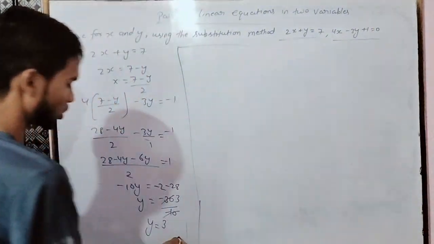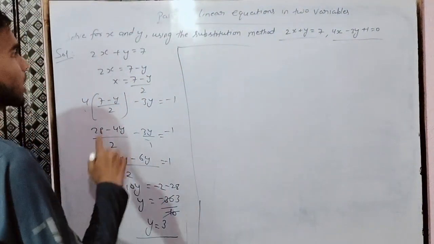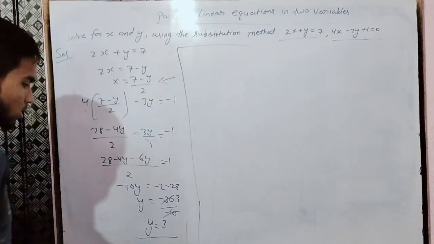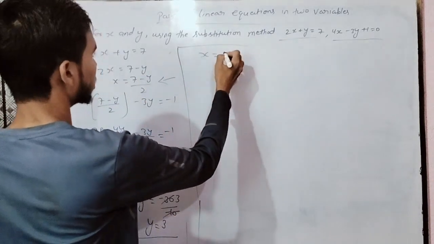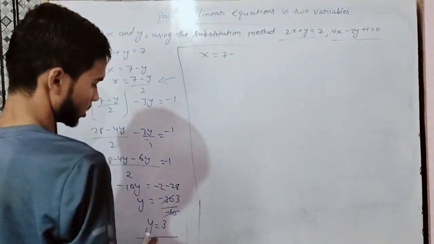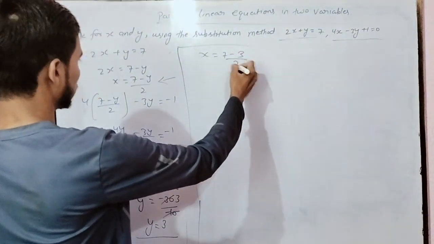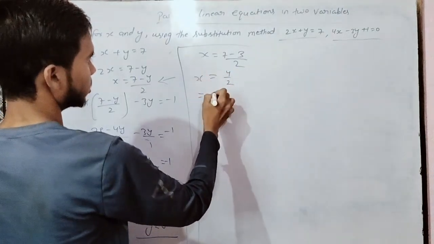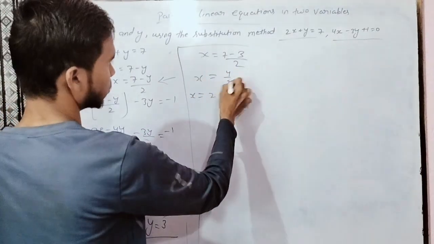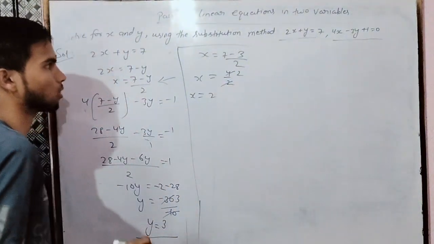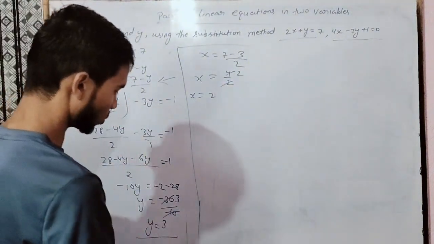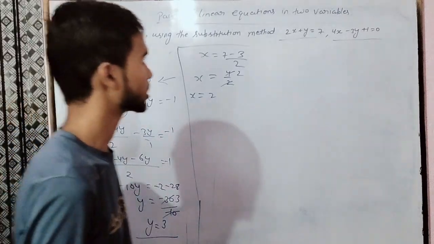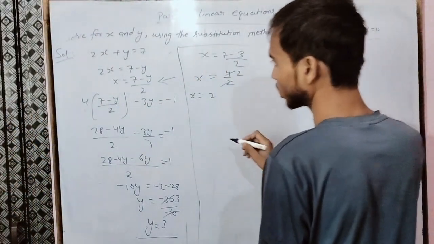Now we will substitute the value of y in any equation. In the first equation, or otherwise in the third equation. So x is equal to 7 minus y, so y is 3, upon 2. So 4 upon 2. So we have left how much? x as 2. So this 2 will cut 4 by 2. So finally we got the answer: y as 3, x as 2.